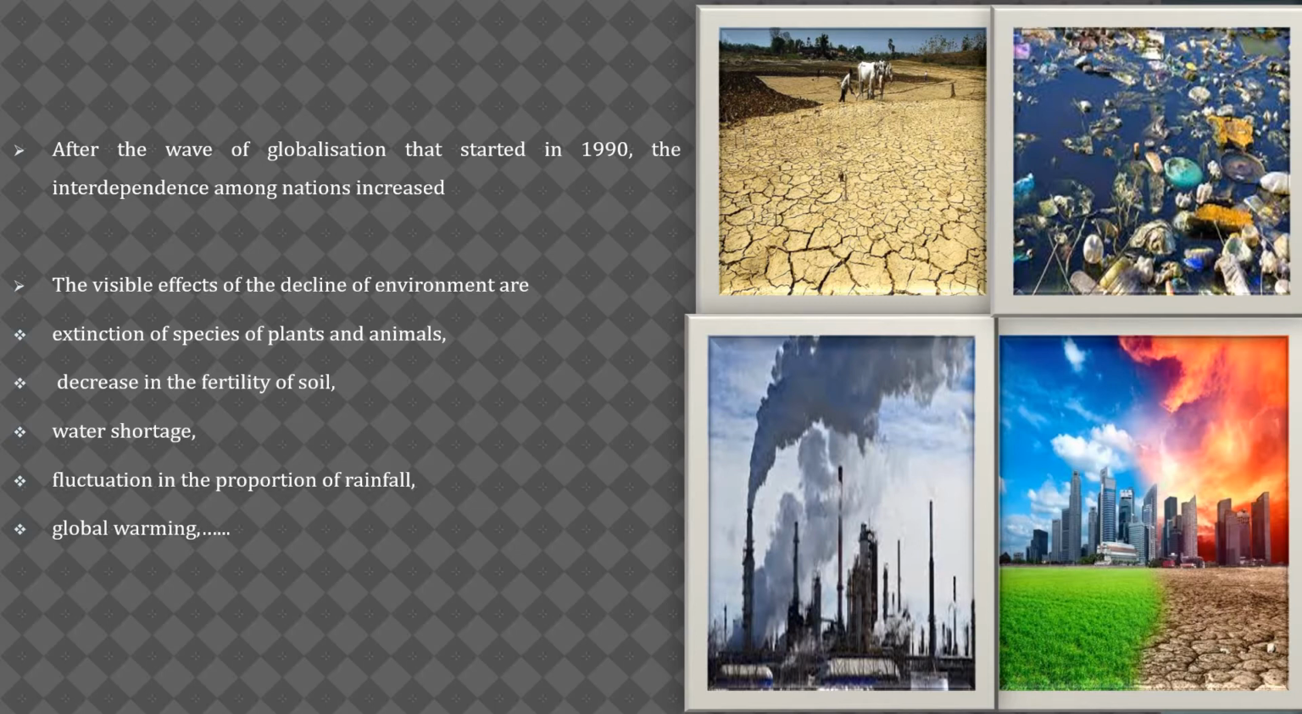The visible effects of the decline of the environment are extinction of species of plants and animals, decrease in the fertility of soil, water shortage, fluctuation in the proportion of rainfall, global warming, drying up of rivers and lakes, pollution of rivers and seas, incidence of newer diseases, acid rain, thinning of the ozone layer, etc. Even if some of these are restricted to a particular nation, these problems reach global proportions due to their long-term effects, while some problems are inherently of a global nature.